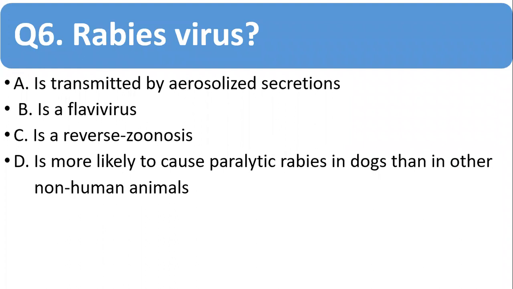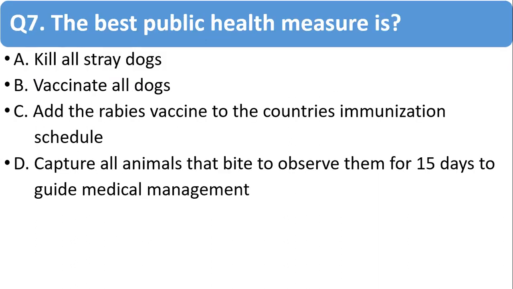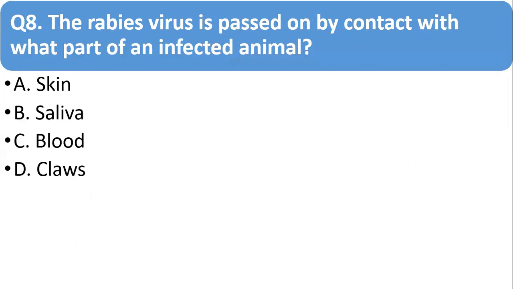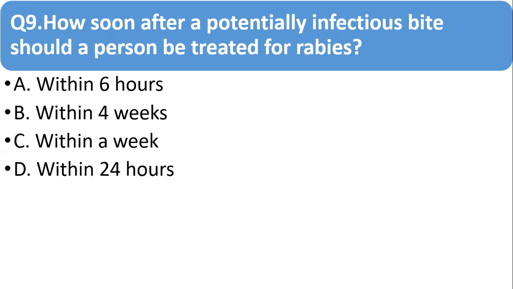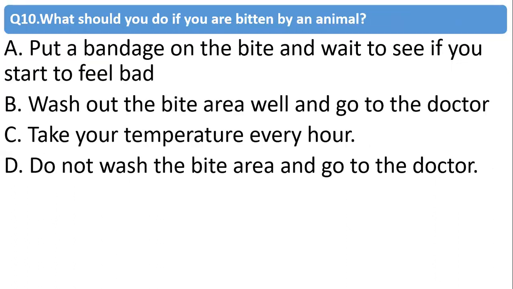Rabies virus. B. No, it's not. It's transmitted by aerosol secretions. The best public health measure here is to vaccinate all. Rabies virus is passed through contact with saliva. Soon after infection, within 6 hours. What should you do if bitten by an animal?